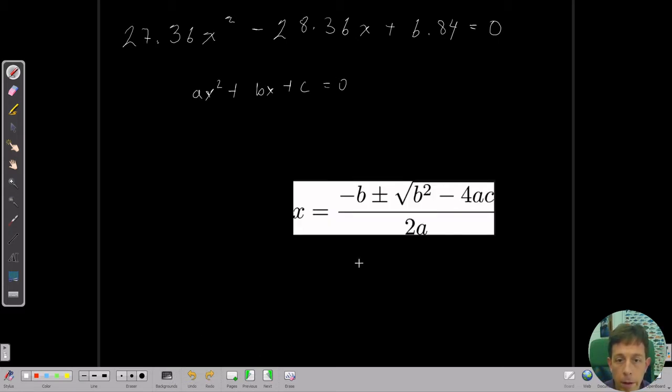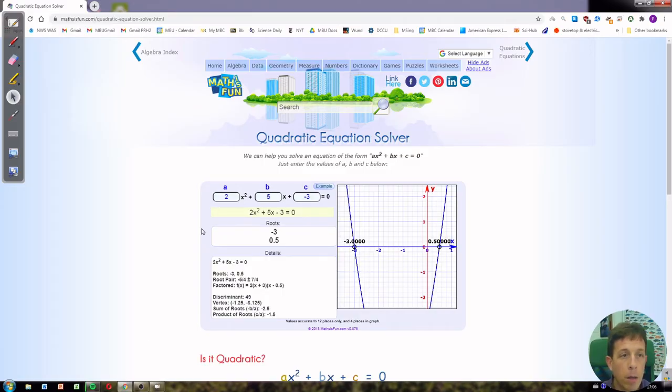You can use the quadratic equation then to solve for x, or you can program this into your calculator so you don't have to remember and enter this every single time. I recommend you do that, or use one of the online quadratic equation solvers that are available, such as this one. And here's one that is convenient to find: just Google quadratic equation solver, and usually this one comes out first at this site called Math is Fun. And so there, all you have to do is enter the parameters here.